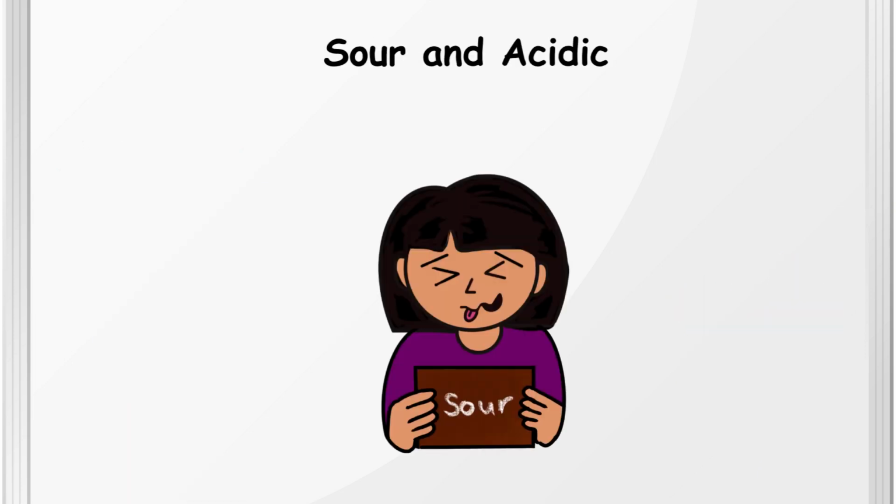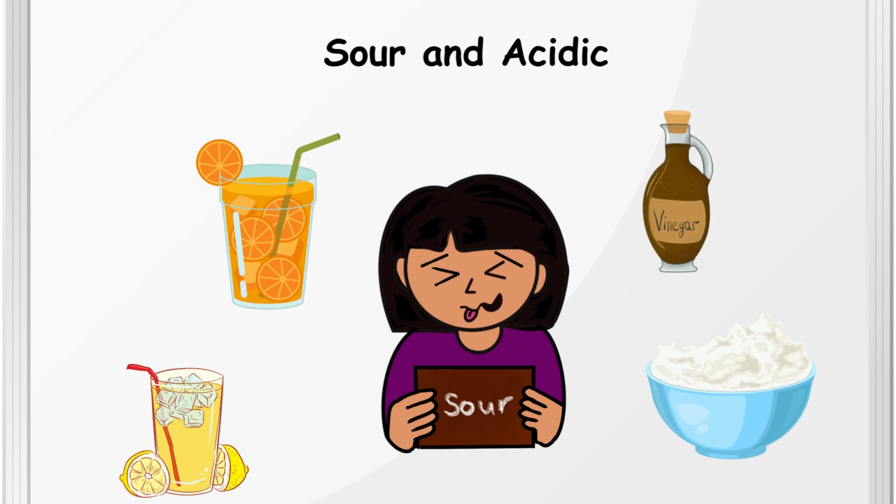Sour and acidic. We often associate sour taste with substances like curd, lemon juice, orange juice and vinegar. This sourness is due to the presence of acids. These substances are called natural acids and their chemical nature is acidic.